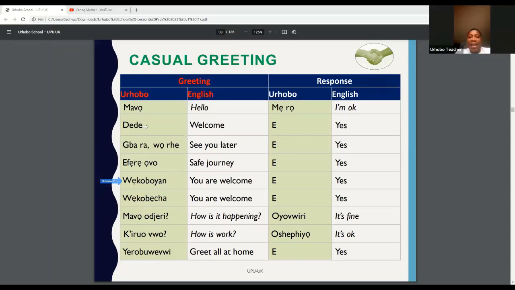Okay. And then the other one is cha. The end part of Wekobecha, cha, has to do with come. C-O-M-E. So Wekobecha, you are welcome. Your coming is well. Your coming is good. So that's what it means. Wekobonya, wekobecha, there is a slight difference in it, but they mean the same thing. I'm just trying to explain to show some difference. You can use either of them.